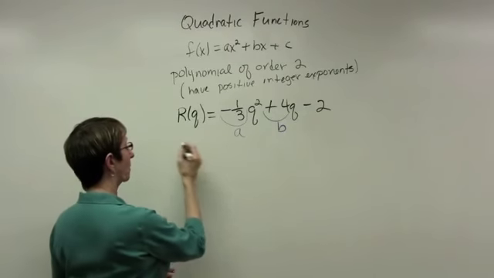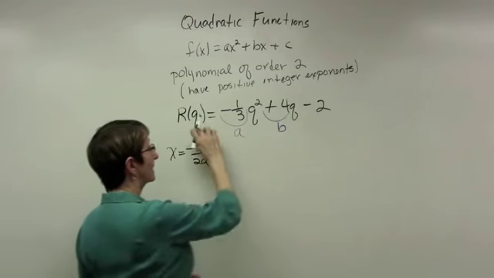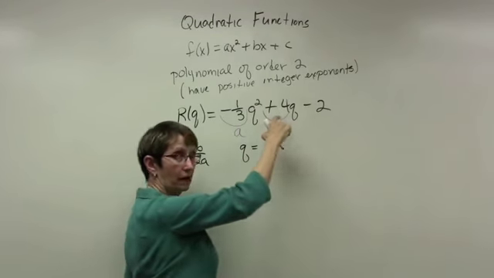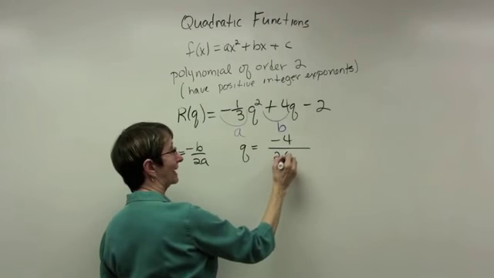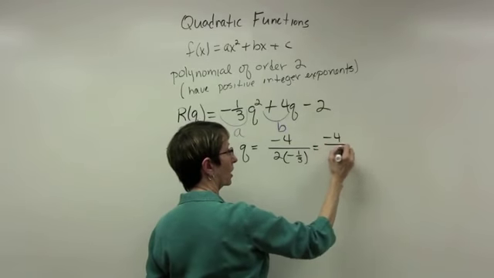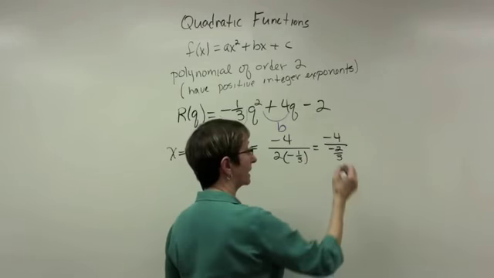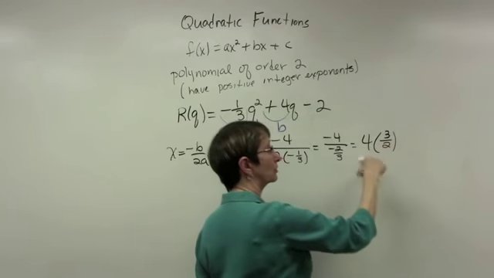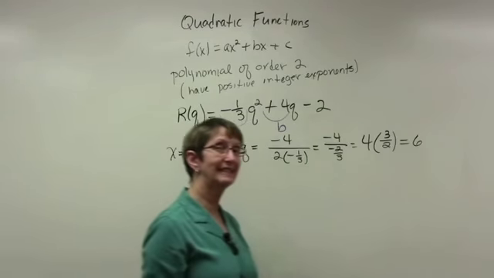Whereas before x equals negative b over 2a, my variable is q. So q equals negative 4 over 2 times a, which is negative 1/3. So I have negative 4 over negative 2/3. The two negatives means it's going to be positive. So I have 4 times, and when you divide by a fraction, you invert and multiply, 12 halves is 6. My x coordinate is 6.